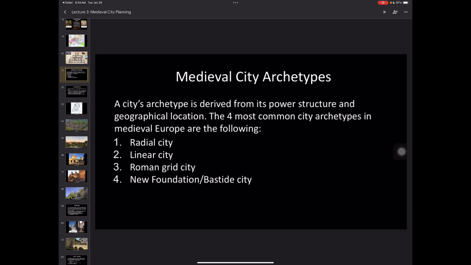All right, so today we're going to be moving through 4 different archetypes. I'll show you how each of them work, how to read each one of them. So the first one we're going to be looking at is our radial city, linear, our Roman grid, and then our new foundation, or our Bastide city.